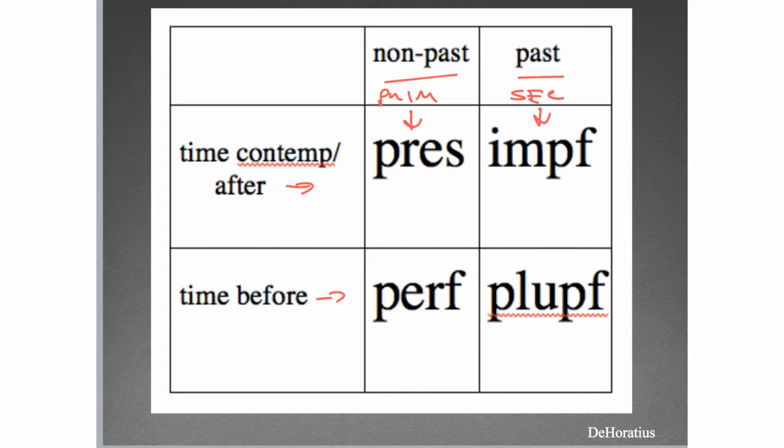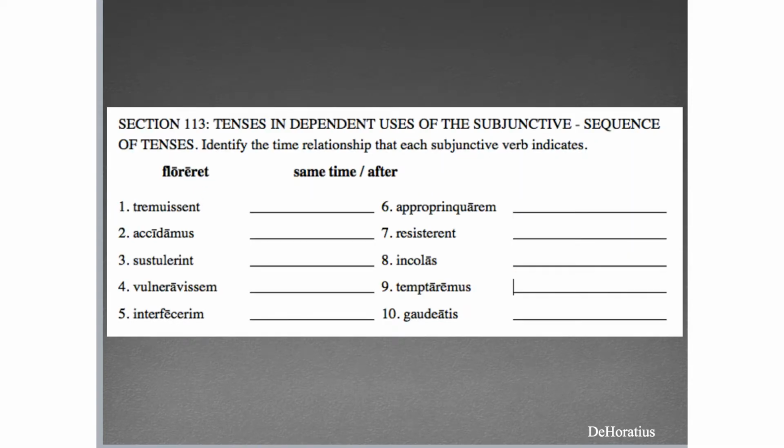Back to the chart, present and imperfect, right? Time contemporaneous, same time, slash after. I go back to my chart, perfect and pluperfect, both of those are time before. All right, so just some exercises to get you practicing with this.